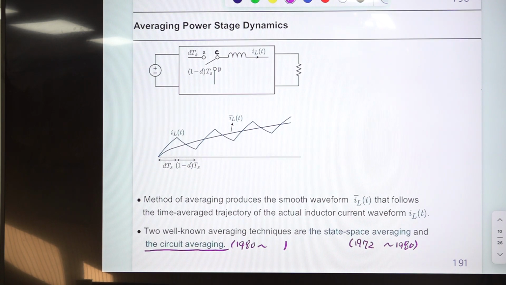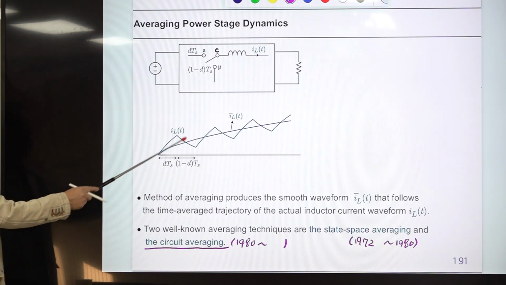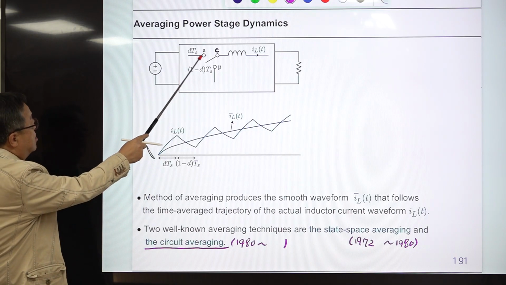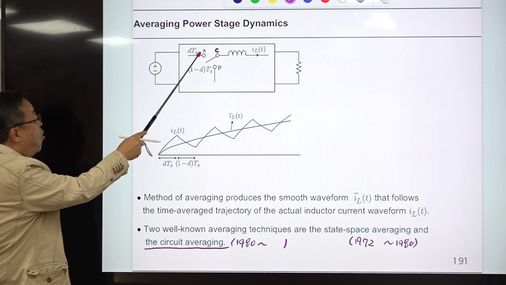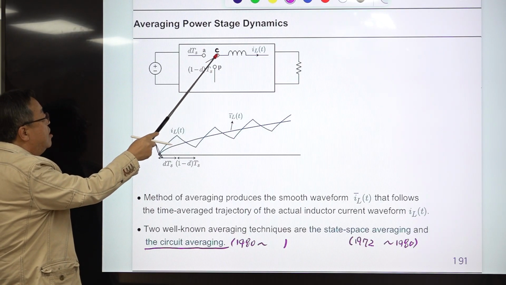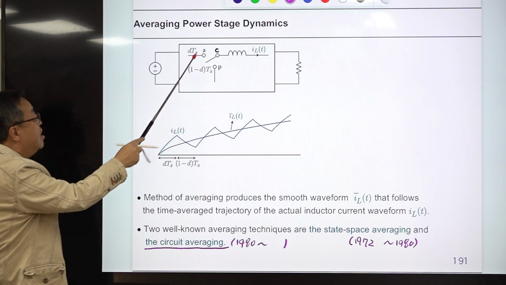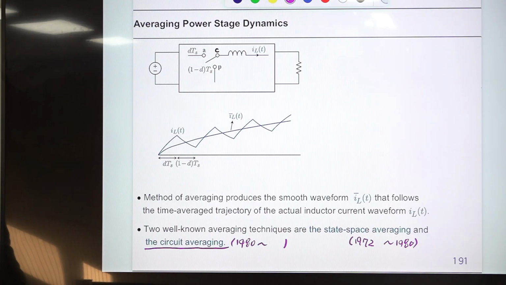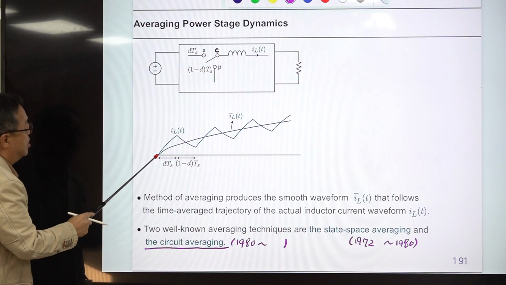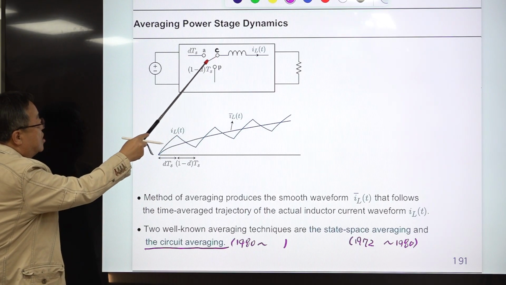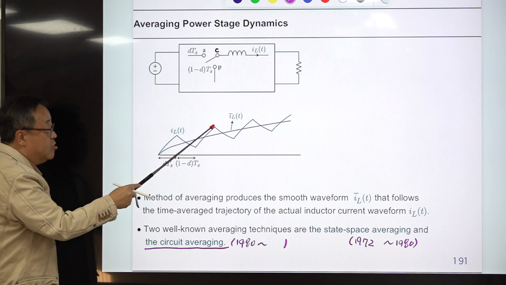This explains the averaging steps, the concept of averaging power stage dynamics. Assume this is the inductor current of some converter, maybe a buck converter, and this converter consists of this split switch, with the A terminal and P terminal, and the pole C is connected to this inductor. For this time period, the switch is connected to A. For this time period, the switch is connected to the P terminal. When the switch is connected to A, the inductor current will develop according to this equation. When the switch is connected to P, the inductor current will decrease according to this, and it will continue to trace out this pattern.